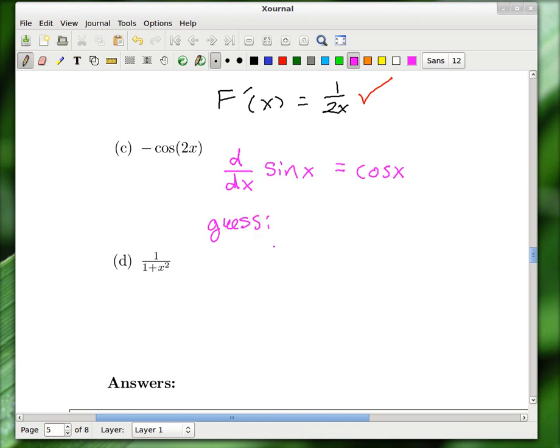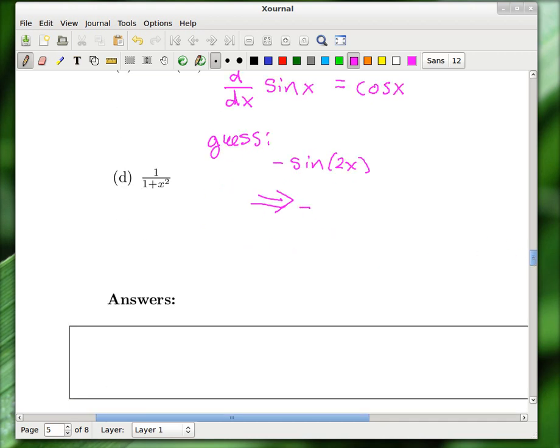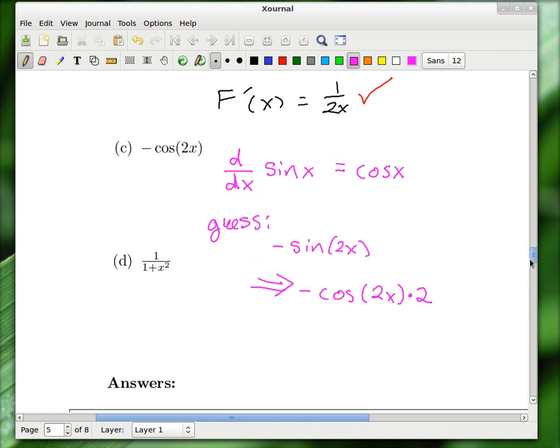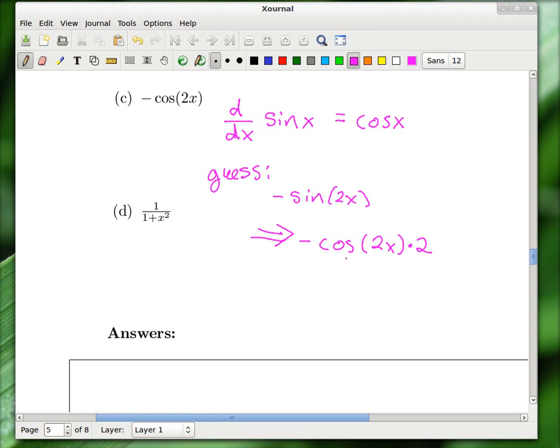Okay, so guess. Let's try a guess. What about minus sine of 2x? Does that work? Let's see, take the derivative, and what happens? You get minus cosine of 2x, and now the chain rule tells you that 2 comes out, because of the derivative of 2x. And you think, oh God! But there's no 2 here, right? But that's so easy to fix. So I'll just use capital F equals minus sine 2x over 2.